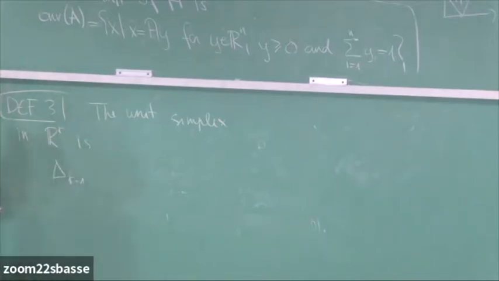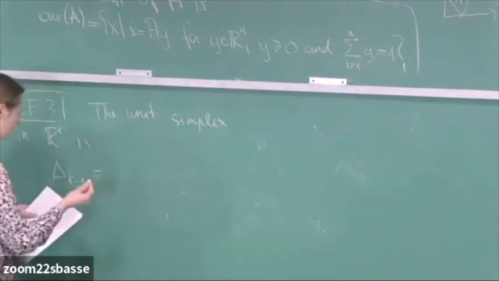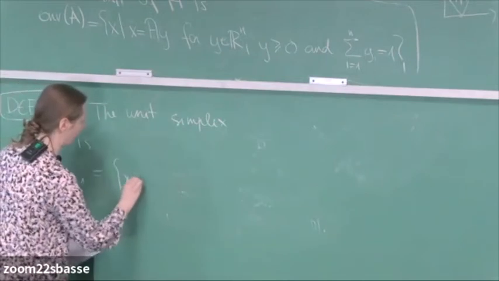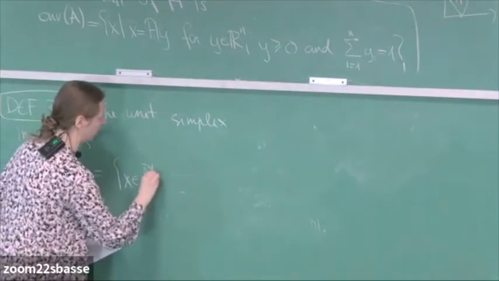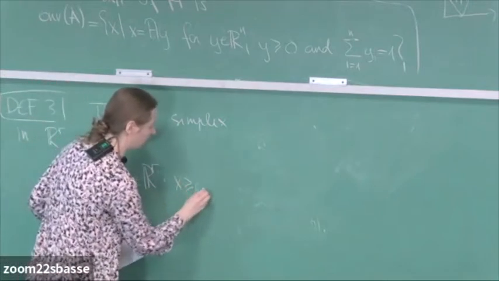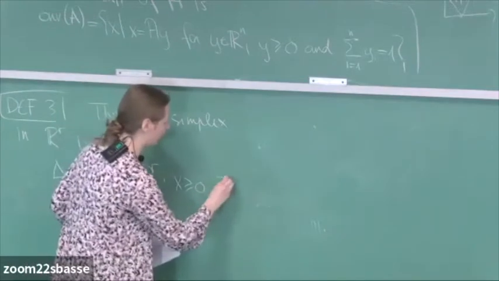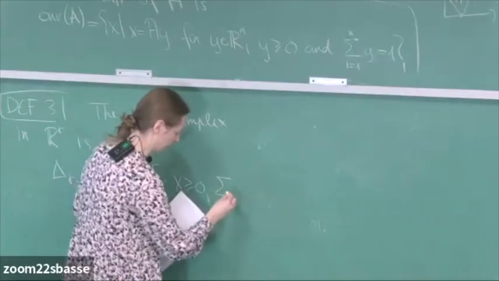The simplex is denoted by delta R minus 1. Although it's in the R-dimensional space, the dimension will be R minus 1. So that's why the index is R minus 1. It consists of all the elements in R to the R such that all coordinates of X are non-negative and the sum of coordinates of X is 1.